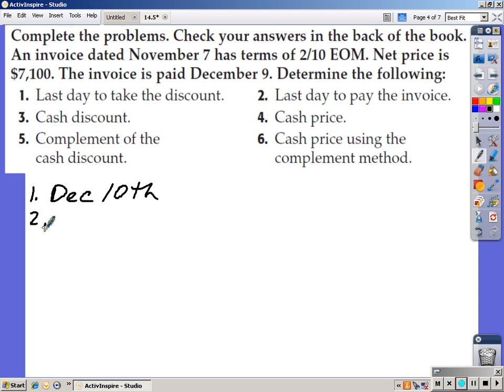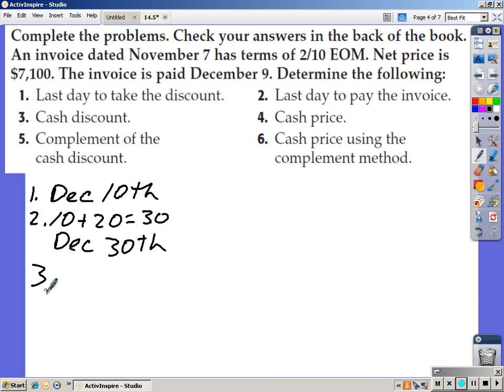Number 2 says the last day to pay the invoice. Okay, again, it's 10 plus 20. We always add 20 on to the date for the discount. 10 plus 20 is 30. So it's December 30th is the last day to pay the invoice.